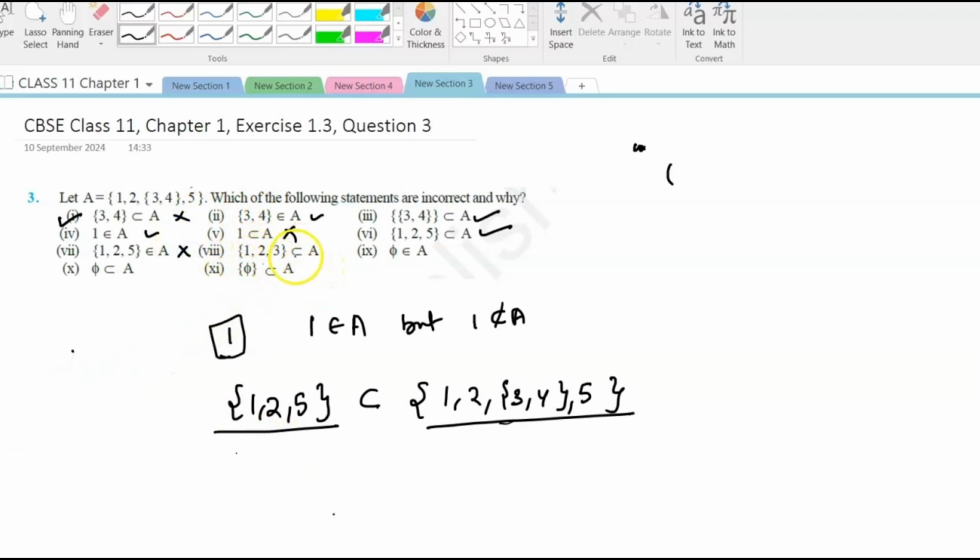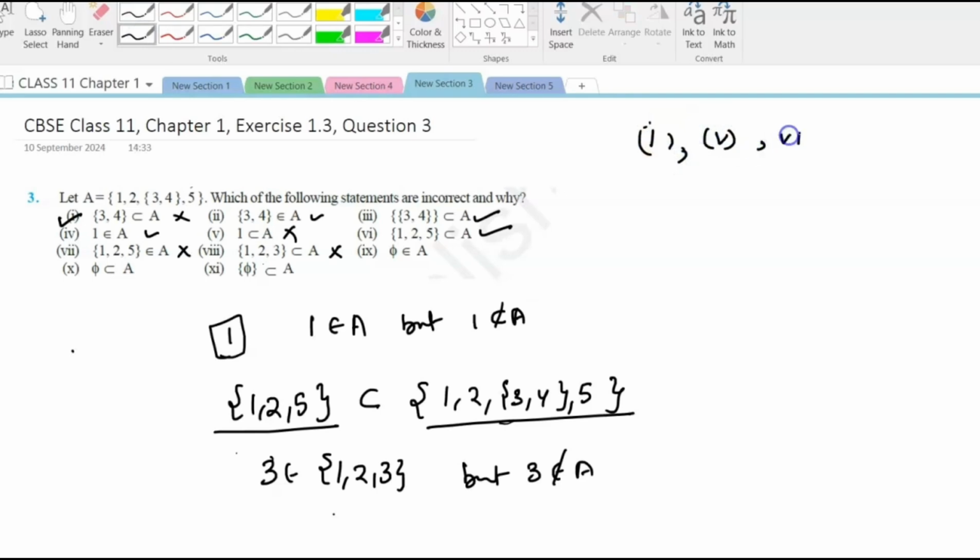{1, 2, 3} is a subset of A. Now, 3 belongs to {1, 2, 3}, but 3 does not belong to A, and therefore this statement is incorrect. So till now we have got option 1, option 5th, and then option 7. And I am telling you the reason. And also option 8. Let's see the next option.